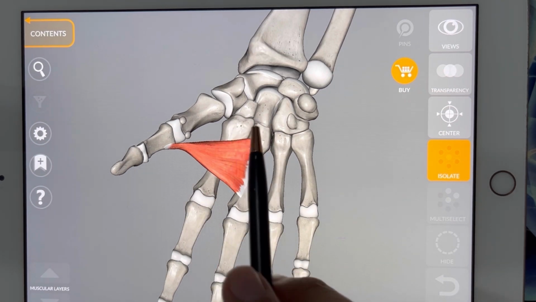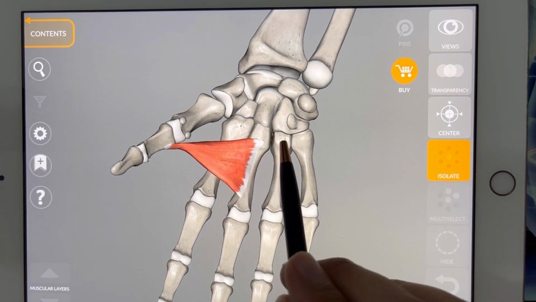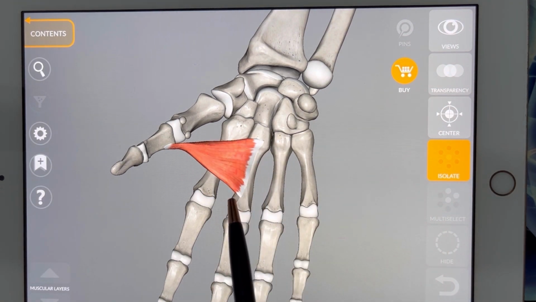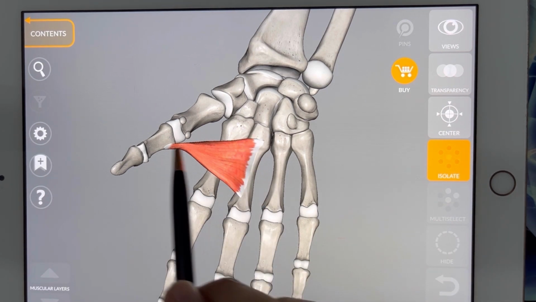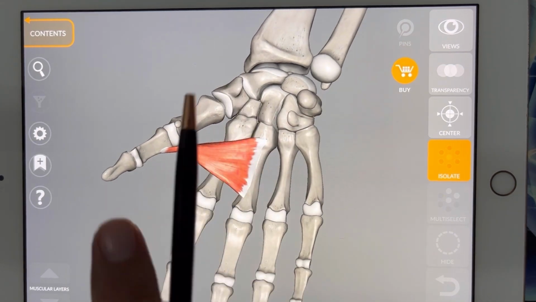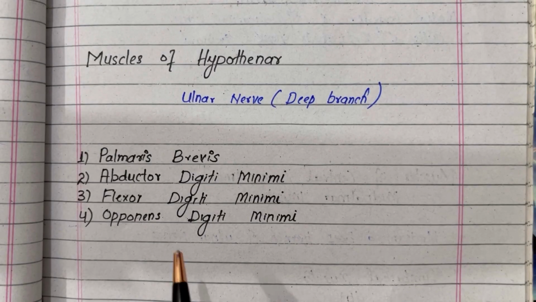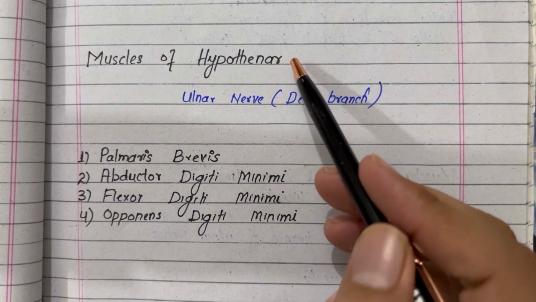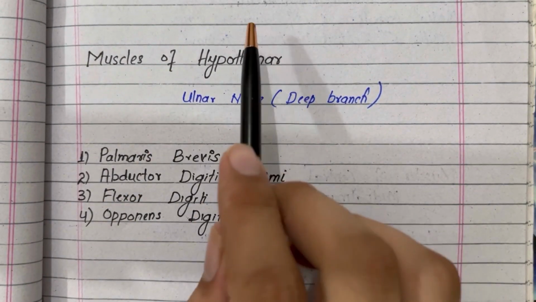So the oblique part originates from the second and third metacarpal bone, while the transverse part originates from the third metacarpal bone, and it inserts into the same point at the base of the proximal phalanges of the thumb. Now student, moving toward the another compartment, which is the hypothenar compartment.